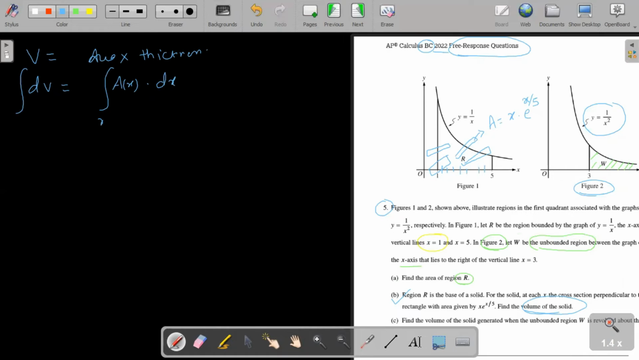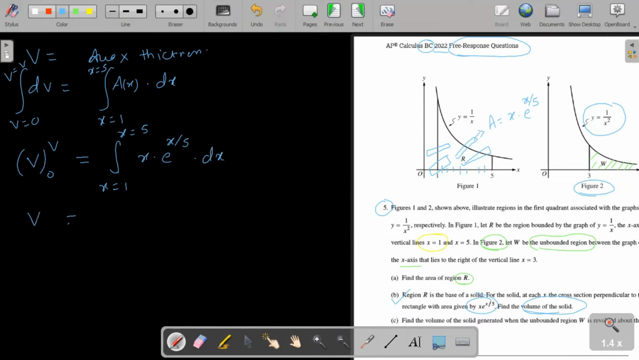The base region is x is equal to 1 to x is equal to 5. Let us suppose initially the volume was 0 and the full volume was V. So this is V with the limits 0 to V, equal to the integral with limits x is equal to 1 to x is equal to 5. And what is A of x? A of x is x multiplied by e raised to power x by 5, into dx.